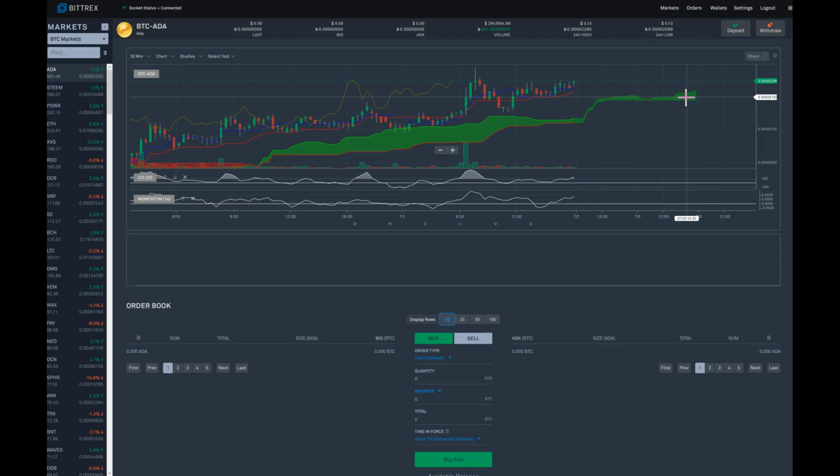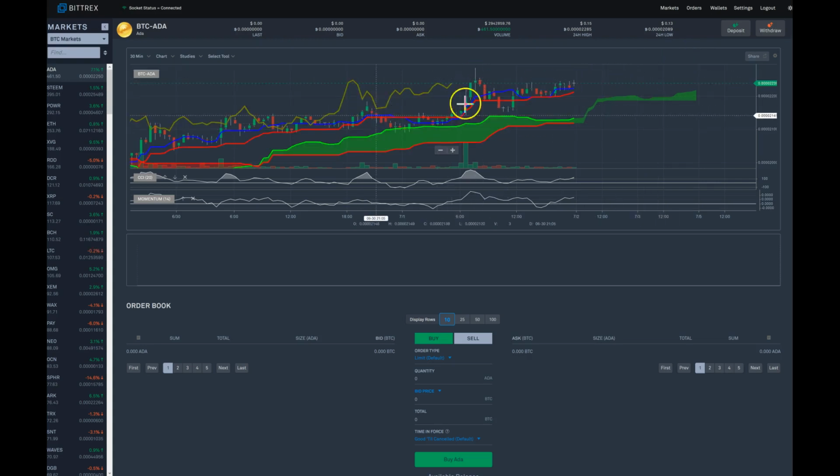This could happen. There's no guarantee, but if the Ichimoku cloud is telling you, hey, listen, this is trending now, it's a good time to either ride the wave or wait for it to drop a bit, get in, and then ride the uptrend. Because you know it's going to go up and down.